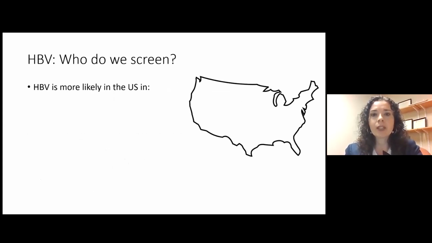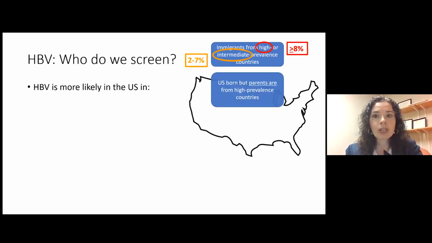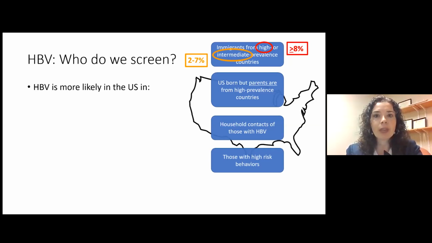So in the United States, who do we screen for hepatitis B? It's important to remember that hepatitis B is more likely in the US in immigrants from high or intermediate prevalence countries. And by high, we mean greater than an 8% surface antigen prevalence within that country, or intermediate, which is 2 to 7%. Also, US-born individuals, but whose parents are born from high prevalence countries, household contacts of those with hepatitis B, and those with high-risk behaviors.